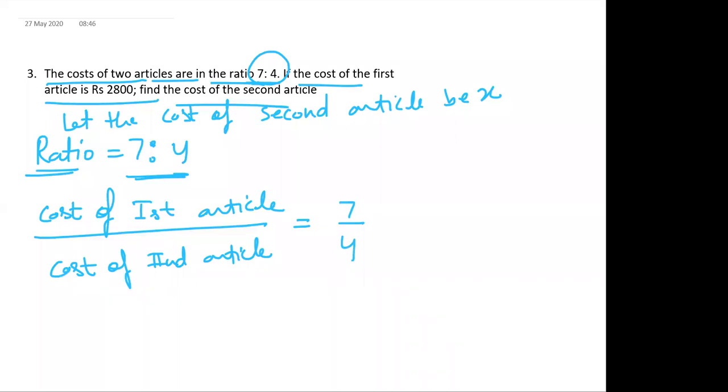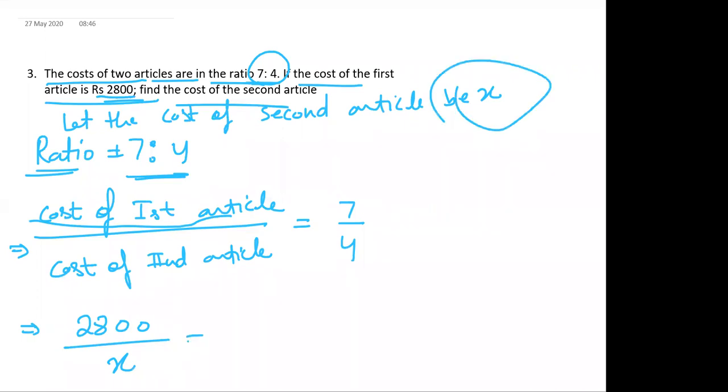Is it clear or not? Why have I written this? Because this is the ratio of cost of two articles. Ratio means divide. So cost of first article divided by cost of second article, and the ratio I have written as the value. Okay. Now cost of first article is 2,800. So instead of writing this, we will write 2,800 upon cost of second article x, because we have assumed the cost of second article x, is equal to 7/4.